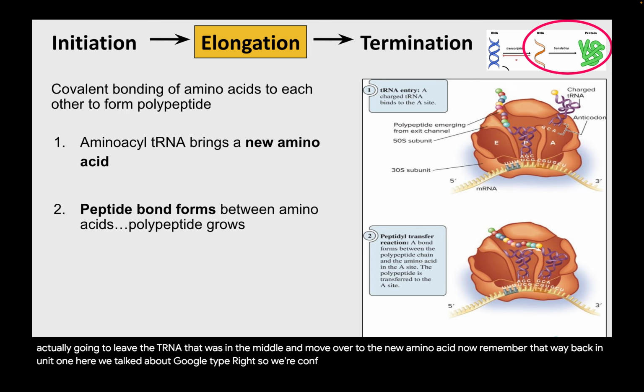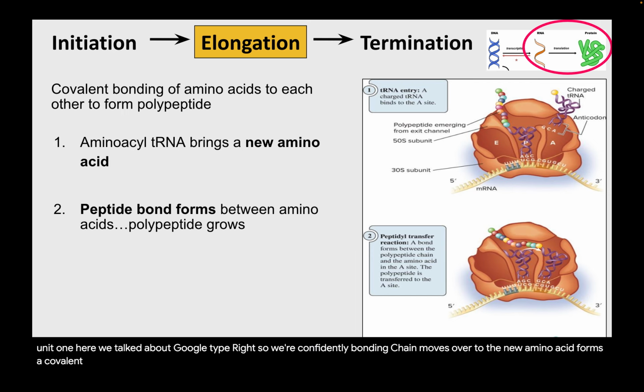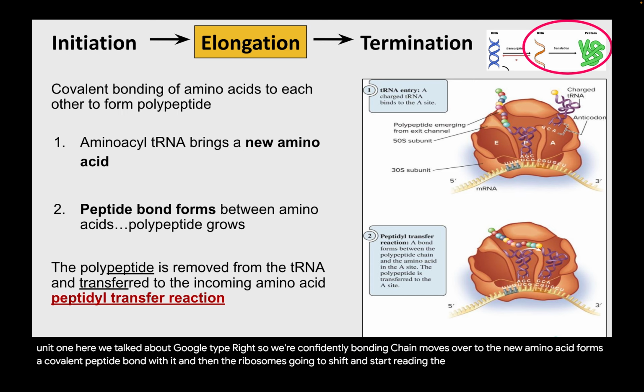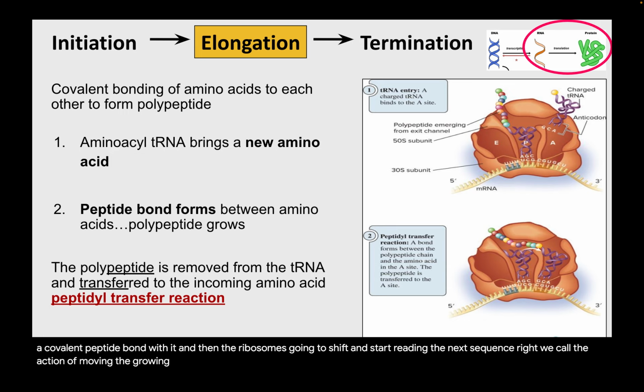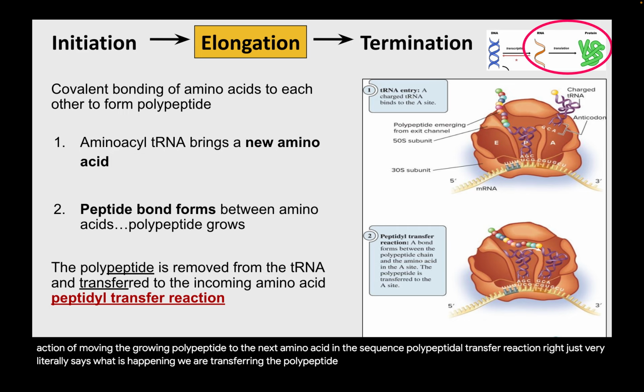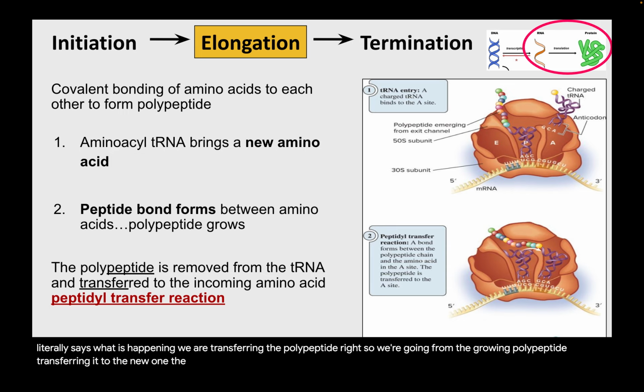So we're covalently bonding these amino acids via these peptide bonds. The growing chain moves over to the new amino acid and forms a covalent peptide bond with it. Then the ribosome is going to shift and start reading the next sequence. We call the action of moving the growing polypeptide to the next amino acid in the sequence the polypeptidal transfer reaction. It just very literally says what is happening. We are transferring the polypeptide from the growing chain to the next amino acid in the sequence.